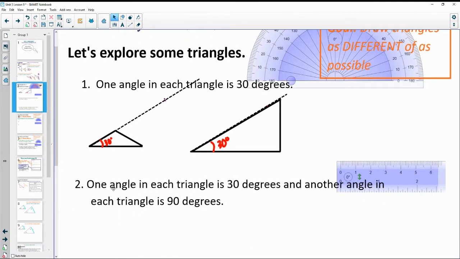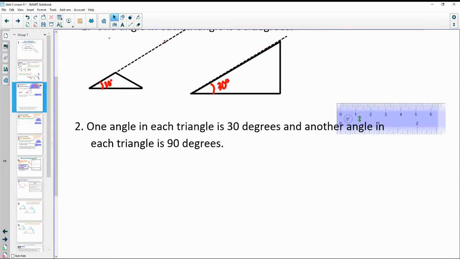All right, then in this next one, it says one angle in each triangle is 30 and another angle is 90. So this time we have to have the 30-degree angle. And so I'm just going to copy this.